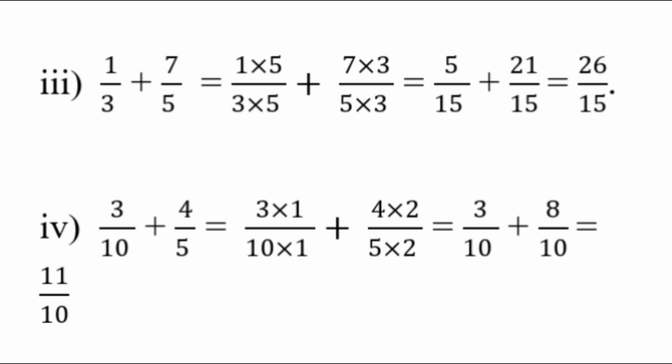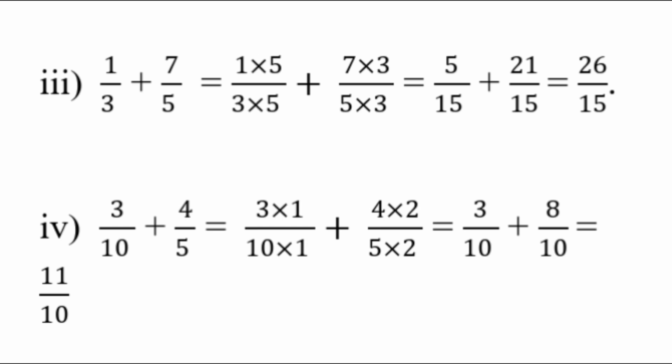Third sum is 1 by 3 plus 7 by 5. Again, unlike fractions, make the denominator same. Then here in first fraction 3 5s are 15, numerator 1 5s are 5, plus in second fraction 5 3s are 15, so in numerator 7 3s are 21. Now 5 plus 21, 26, and denominator is 15. Hence we have the fraction 26 by 15.